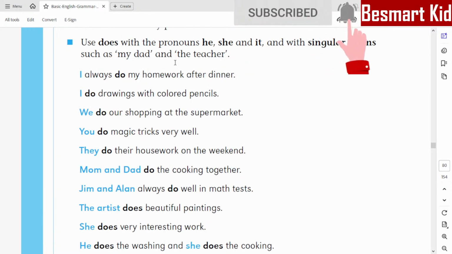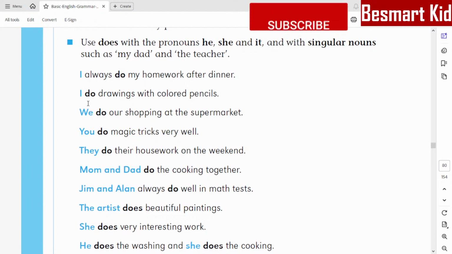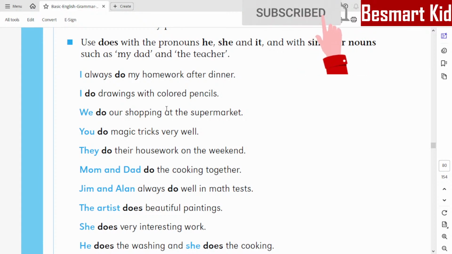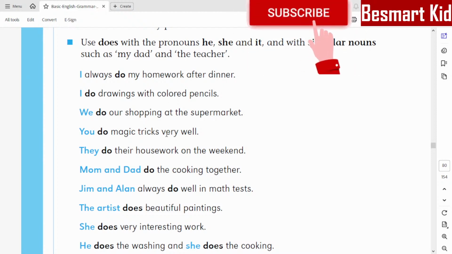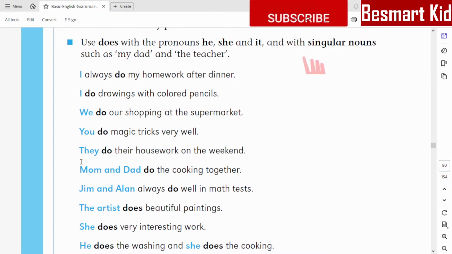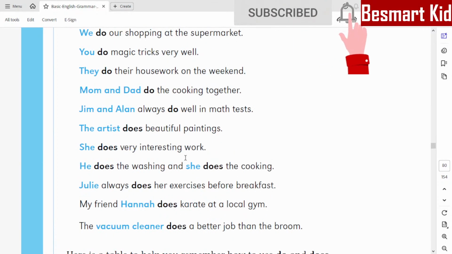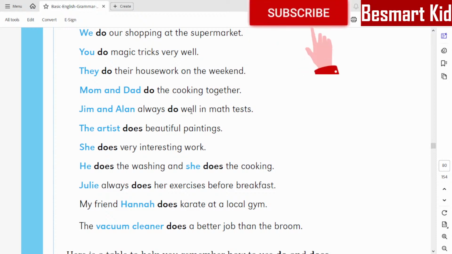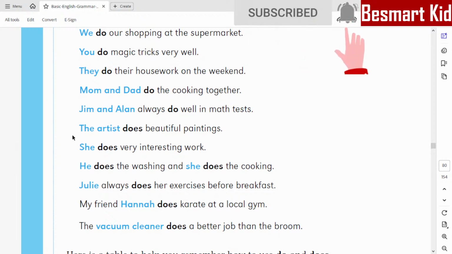I always do my homework after dinner. I do drawings with colored pencils. We do our shopping at the supermarket. You do magic tricks very well. They do their housework on the weekend. Mom and Dad do the cooking together. Jim and Alan always do well in math tests.